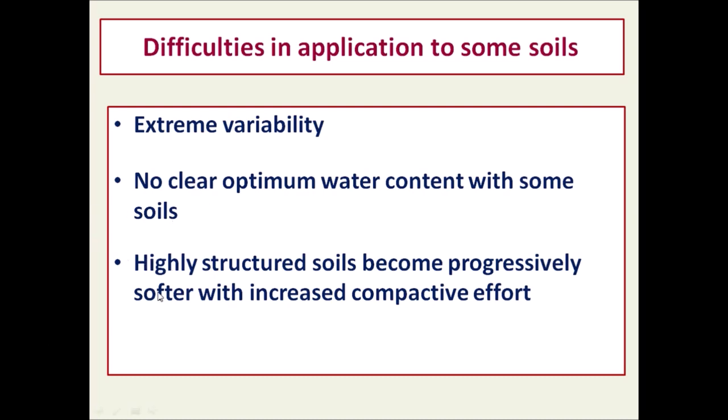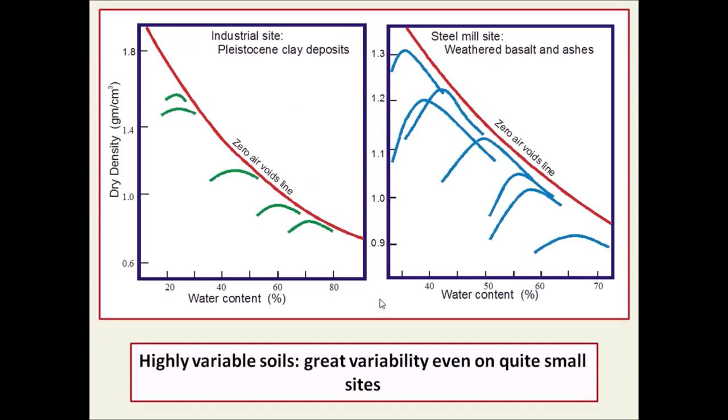If you want to compact your soil at its natural water content, which is what we would all like to do because we don't want to waste money drying it out, and sometimes, in fact, the weather conditions are such that it's almost impossible to dry the soil. So we should be aware that if we're trying to compact the soil at its in situ water content, highly structured soils become progressively softer with increased compactive effort. The more you roll them, the softer they become, simply because you're remolding them and softening them and releasing water in the void space, and they become softer.